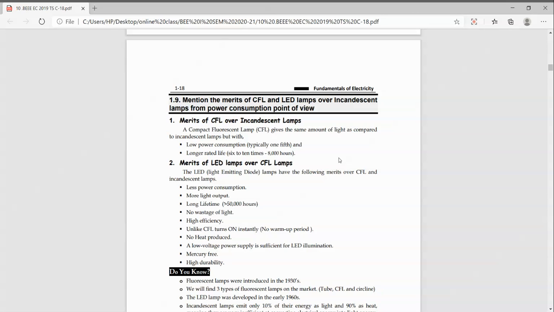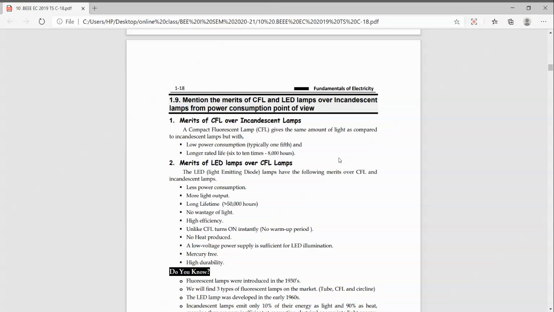And yes, now LED lamps are there. So what are the merits of LED lamps over CFL? LED lamps are nothing but light emitting diodes. These are the diodes which are used for lighting. So light emitting diode lamps have the following merits over CFL lamps and also incandescent lamps. It has the advantage of lower power consumption, more light. You can even observe the difference when you put it in a holder. So more light output, that is more illumination, long life.